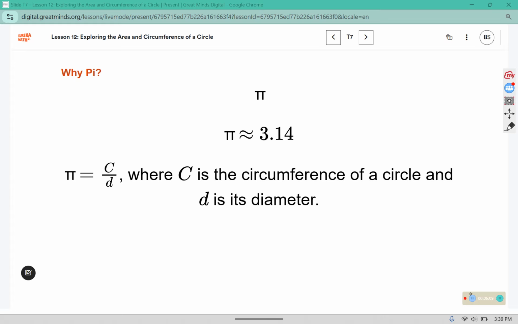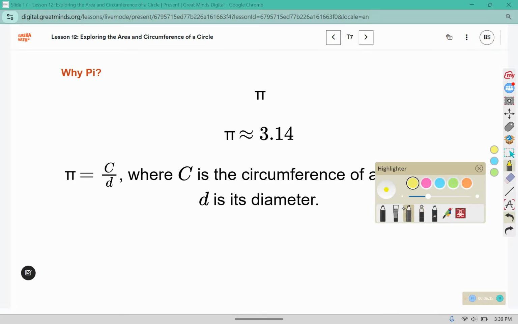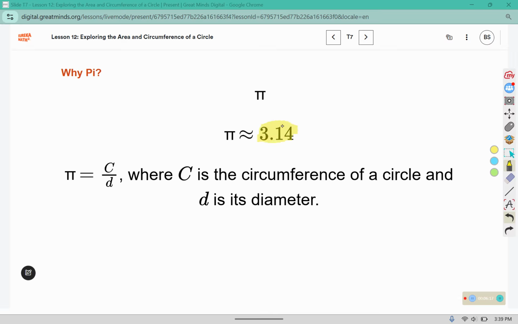This pi symbol is a Greek letter, and it's approximately 3.14, which is why you'll see this is a very common approximation that people use. But if we want to be more precise, we can just leave the symbol, similar to how we leave a variable in an expression. And pi is that constant of proportionality that comes from dividing the circumference by the diameter.